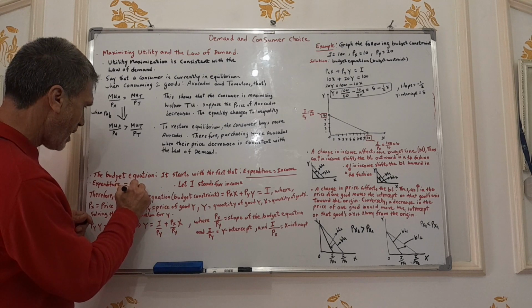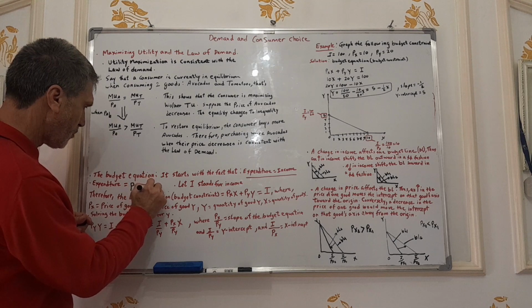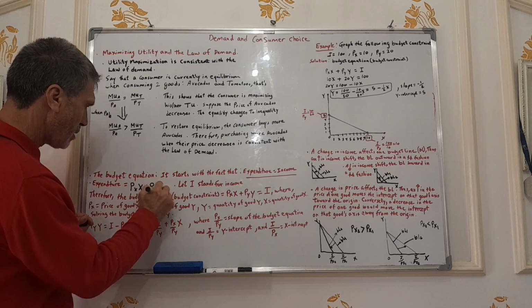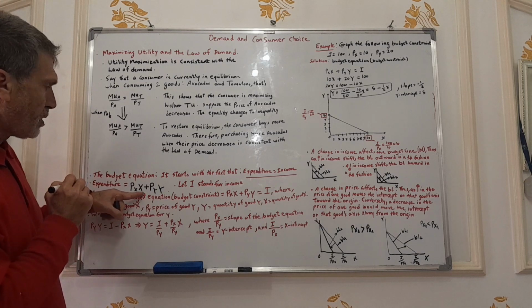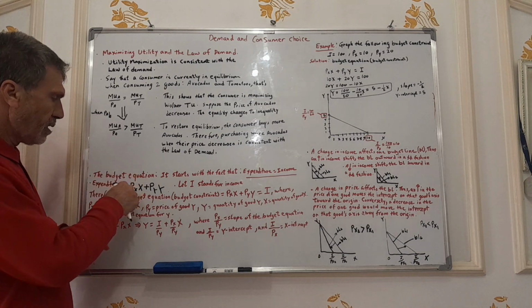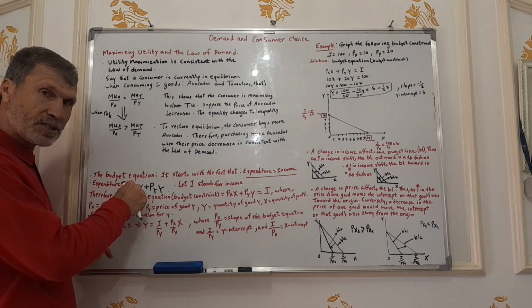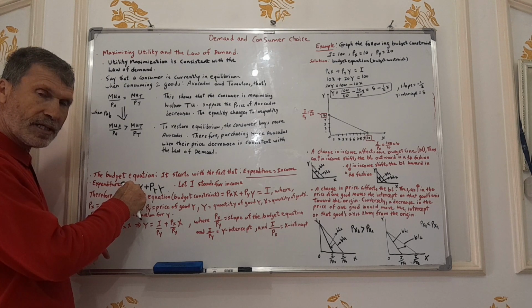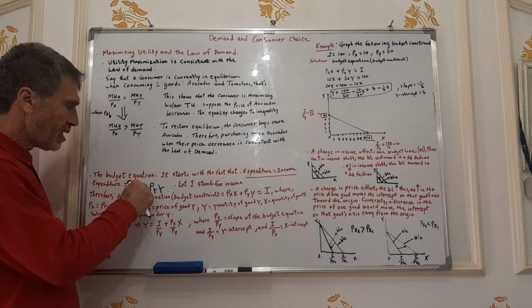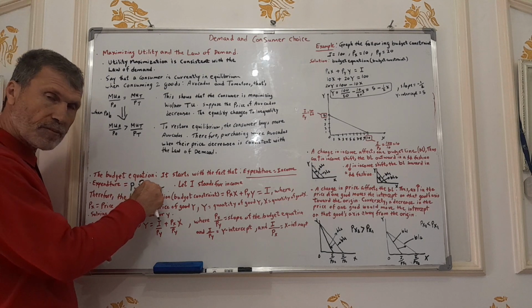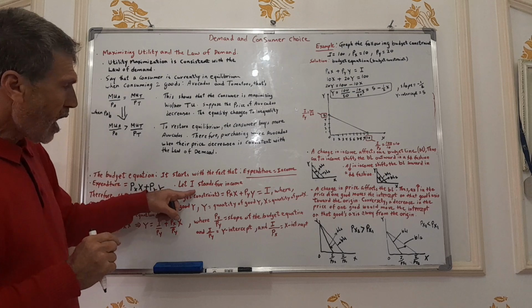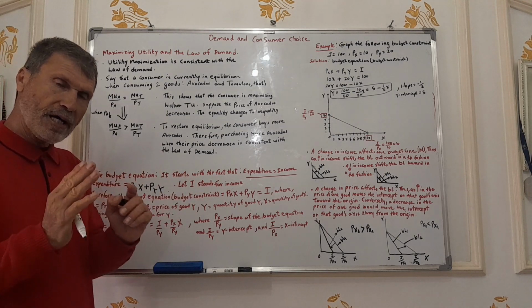Price of X times X plus price of Y times Y. This is the expenditure, which means the price of good X times the quantity of X, where X refers to quantity, plus the price of good Y times the quantity of good Y. Now, let I stand for income.